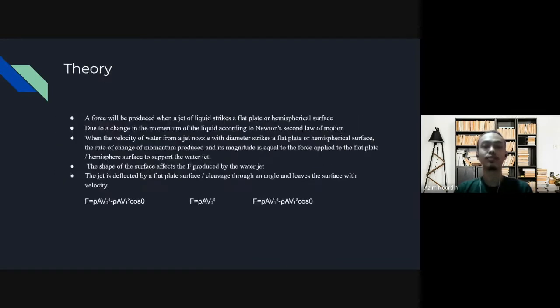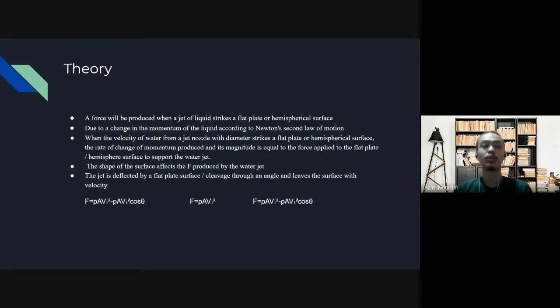Okay, next. We move to the theory in this experiment. The first one is that a force will be produced when a jet of liquid strikes a flat plate or hemispherical surface, due to the change in the momentum of the liquid, according to Newton's second law of motion. When the velocity of the water jet from the jet nozzle with diameter strikes a flat plate or spherical surface, the rate of change of momentum produced is equal in magnitude to the force applied to the plate.